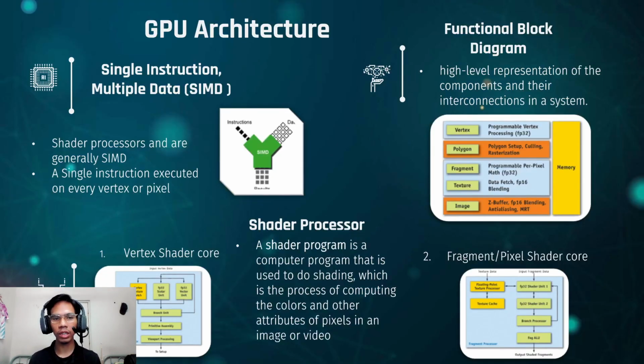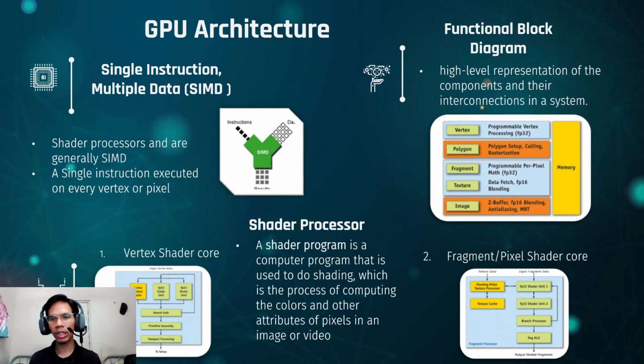After that, we see the GPU architecture. It consists of three architectures that we have learned. First is single instruction multiple data (SIMD). SIMD is a single instruction that executes on every vertex or pixel.